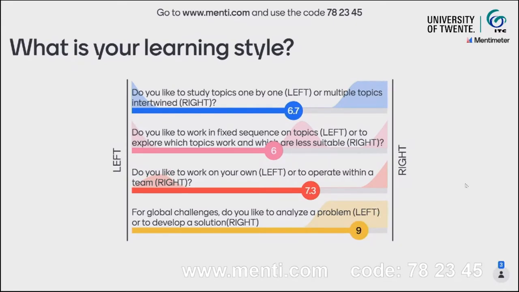And lastly, if you would work on global challenges, which are often a very important aspect in both of the masters that we offer, would you like to analyze the problems and make them more insightful? Or would you like to work more on finding a solution for these problems? If you like to analyze, you should be a bit more on the left. If you like to work on solutions, you should be a bit more on the right.